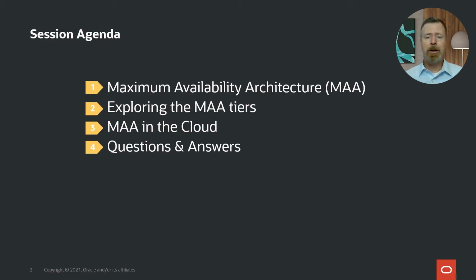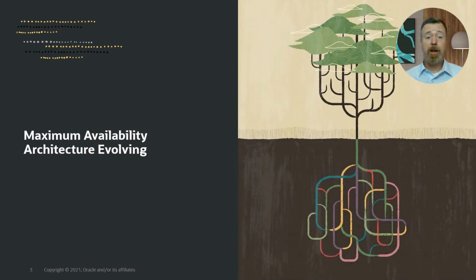So to jump into it, first we'll go through Maximum Availability Architecture, the fundamentals, as well as how it evolved over the years. We'll explore the different MAA tiers, and then we'll look at the MAA in the cloud and all the automation that Oracle offers there, and finally open up to questions and answers. So let's start with how Maximum Availability Architecture evolved.